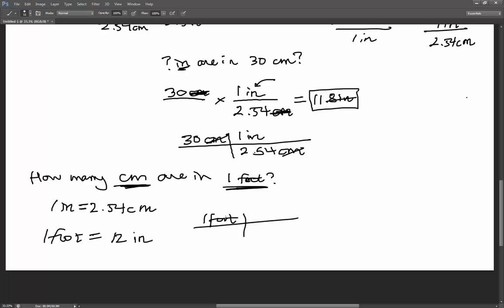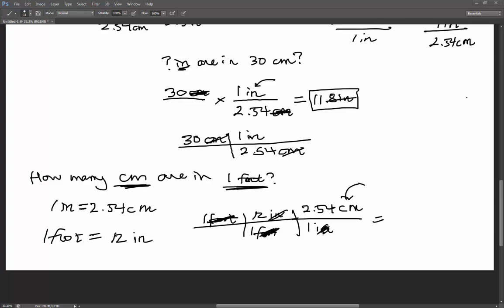And we want to get rid of units of feet, so I'm going to use this equivalency and put the feet on the bottom. 1 foot, 12 inches. Feet cancel. Woohoo! Now I want to get rid of inches, so I'm going to use this equivalency that uses inches, and I'm going to put inches on the bottom so that they cancel. 1 inch, 2.54 centimeters. Inches cancel, and I'm left with units of centimeters, so I know that I did it right.